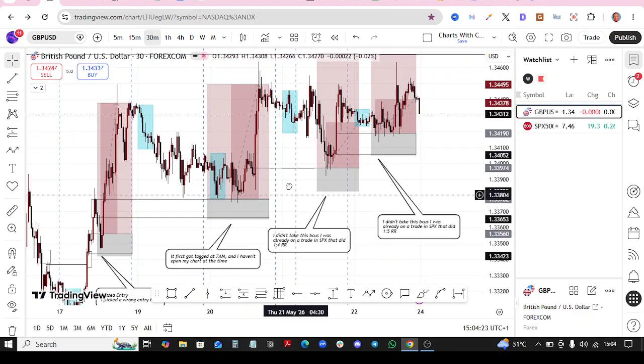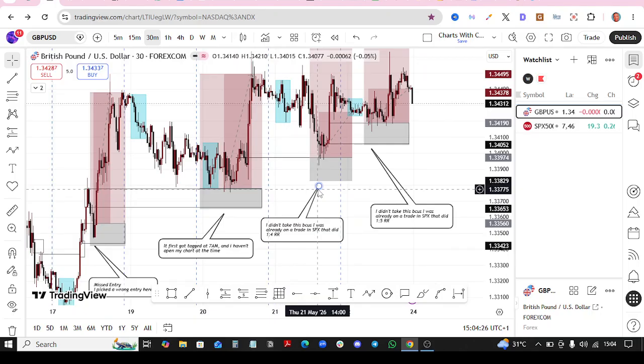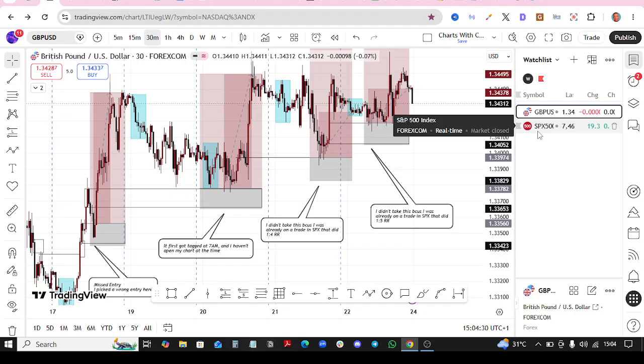And the reason I also did not place this trade is because I was already on the SPS, on the sell on SPS. Or was it a buy? It was a buy on SPS. Yeah, I was already on the buy on SPS, so I did not take this trade.